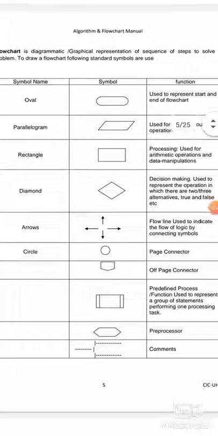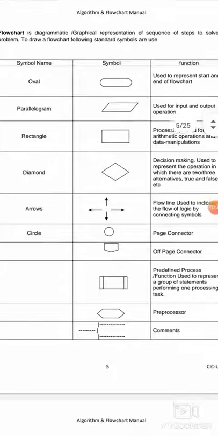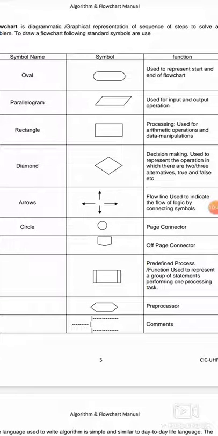And then moving to the next one, that is arrows. So you can see the symbol here, arrows. It is a flow line used to indicate the flow of logic by connecting symbols. So one symbol is connected with the other symbol with the help of these arrows. So arrows are like junctions that we create, so that it will give some clarity about our flowchart, and it gives a clear appearance.